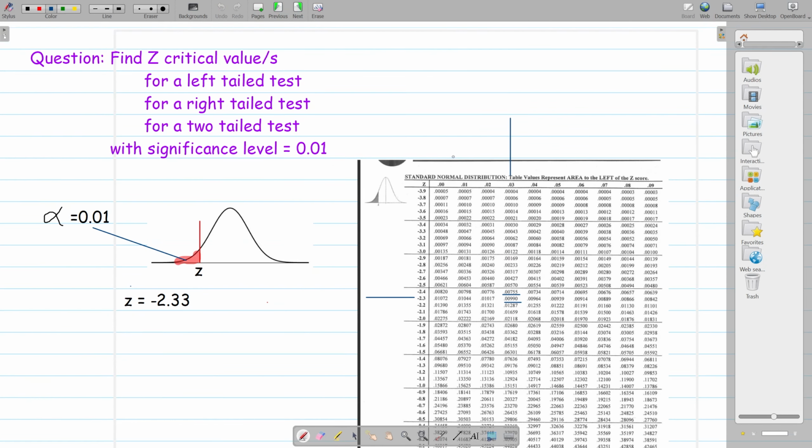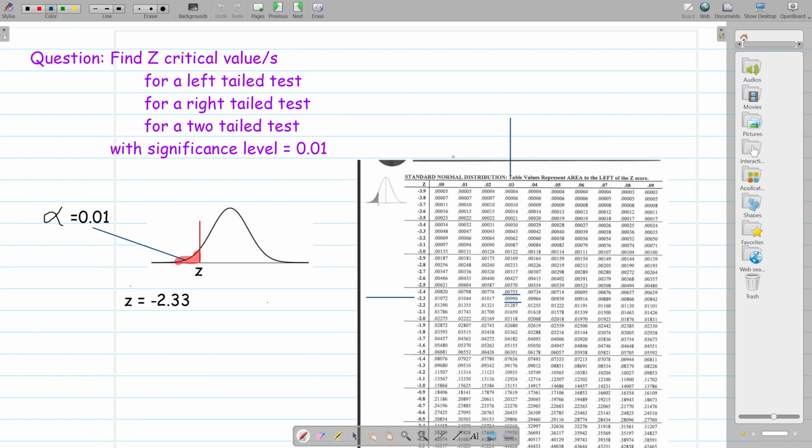Okay, here we go with the question. Find the Z critical value or values for a left tail test, for a right tail test and for a two tail test with significance level equal to 0.01. First, we are going to find the left tail test critical value with significance level 0.01. Because it is a left tailed one, it is very easy to find. Go to the table directly and take the value.